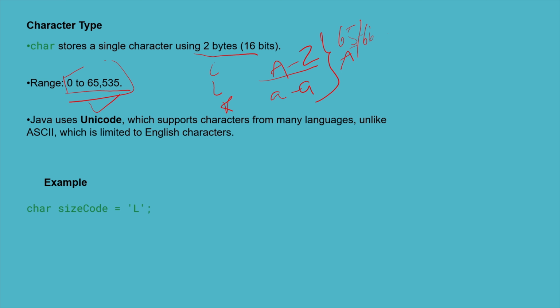Example, I'm defining a variable called size code whose data type is char, and how do we assign values? Within single quotes and then the particular character. Okay.